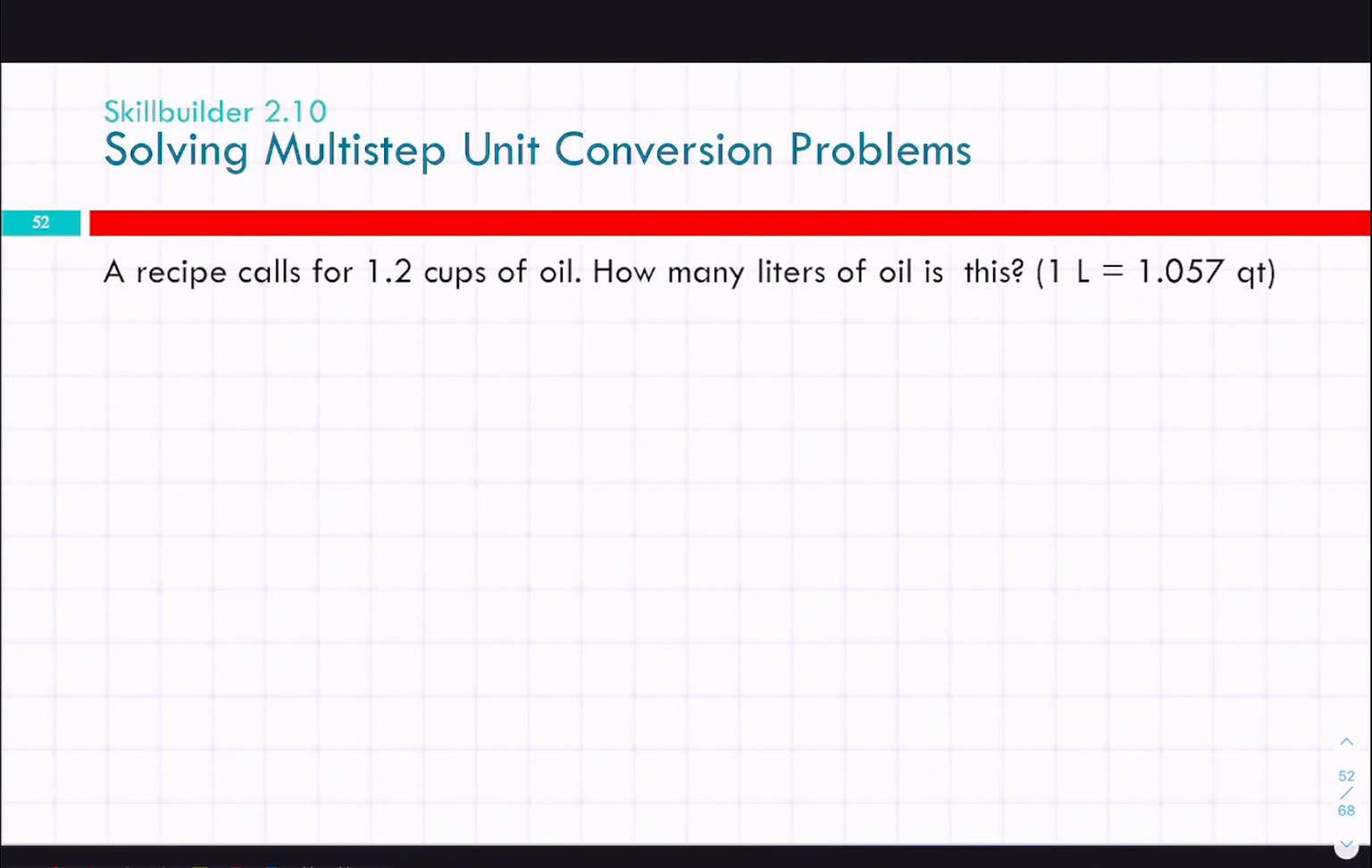All right, so a recipe calls for 1.2 cups of oil. How many liters of oil is this? So what are we given? Cups, right? 1.2 cups. And we want to find how many liters. So to start this, I'll write out cups. We're going to start with cups. We want to convert it to something, and what we want to get to eventually, and I'm just going to write it on the far right here, is liters. Right? So what would be our first step from cups?